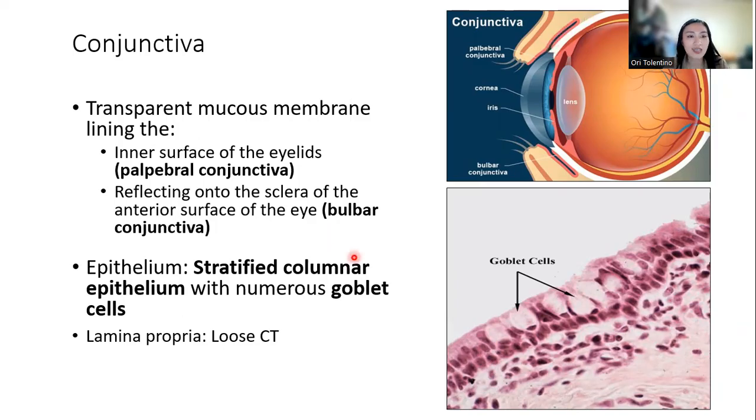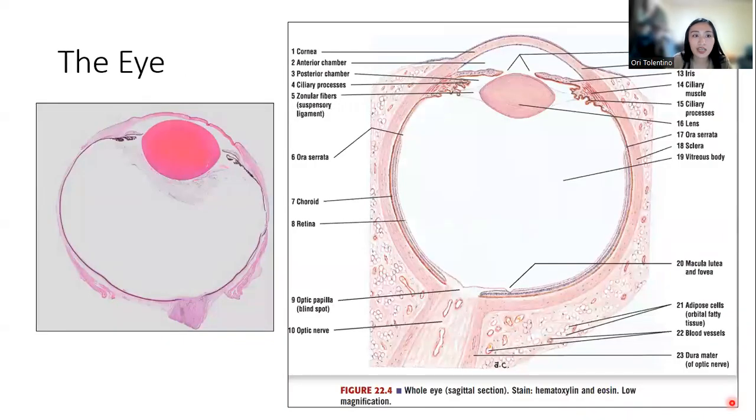Both are stratified columnar epithelium with goblet cells. Okay, let's go to the eyeball or the eye proper. Use your imagination, especially in this topic, because what you're going to expect from the book diagrams is going to be very different than what we have in the lab. Compare the two. It's very different.